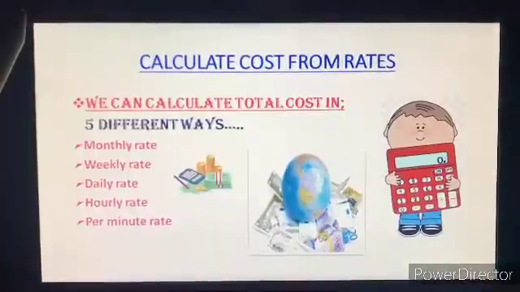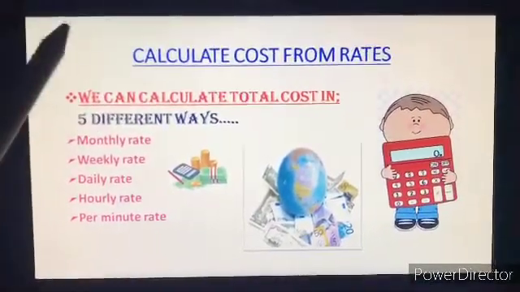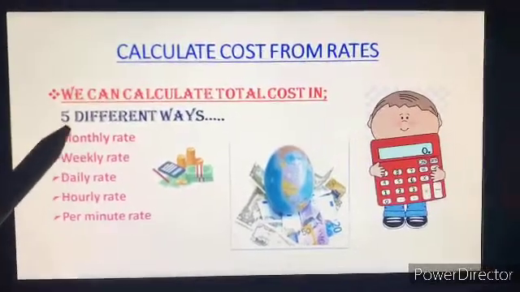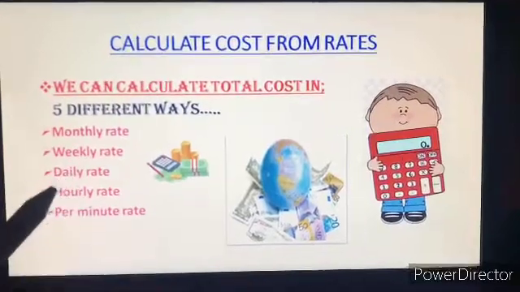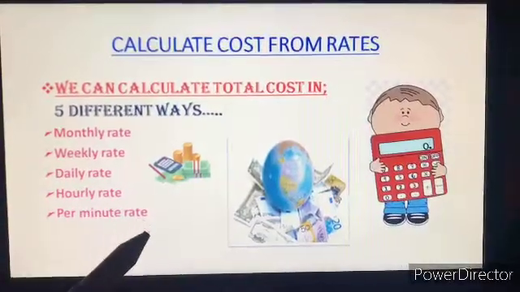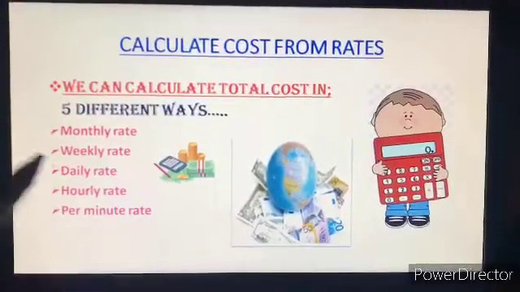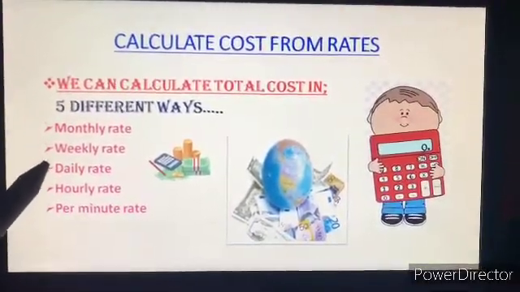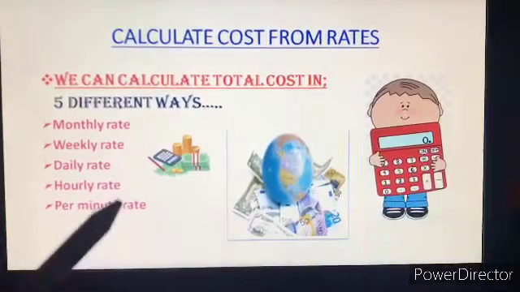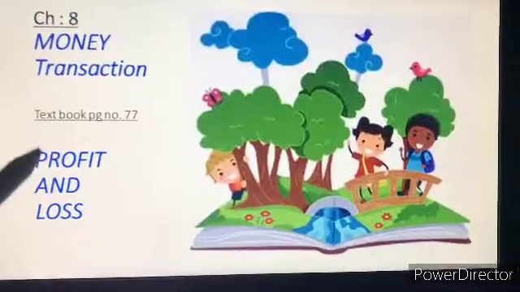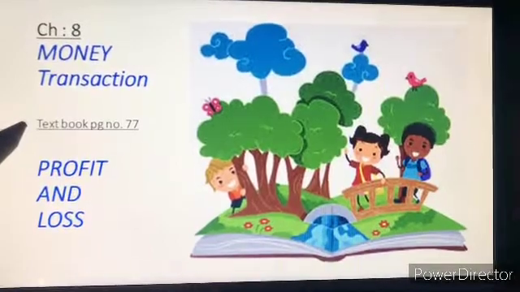Very good. Previously, we learned how to calculate cost from rates. And we learned it in 5 different ways: monthly rate, weekly rate, daily rate, hourly rate and per minute rate. Remember we find the cost of different things monthly, weekly, daily, hourly and per minute. Remember? Yes, excellent. For the new topic, profit and loss, open your textbook, page number 77.